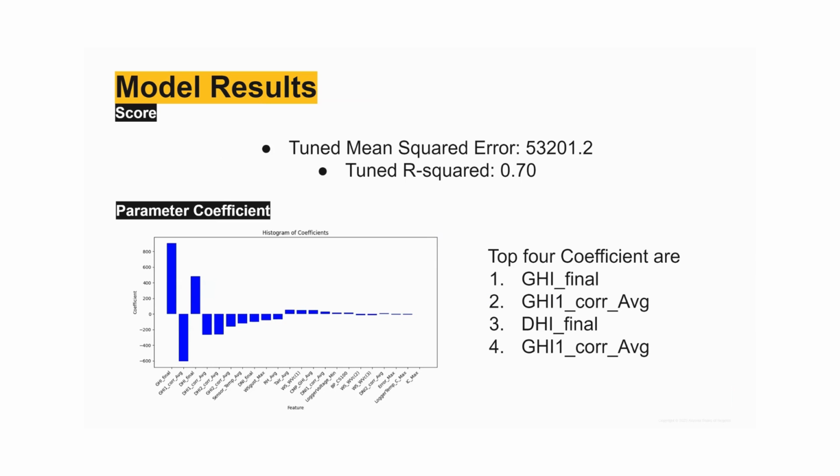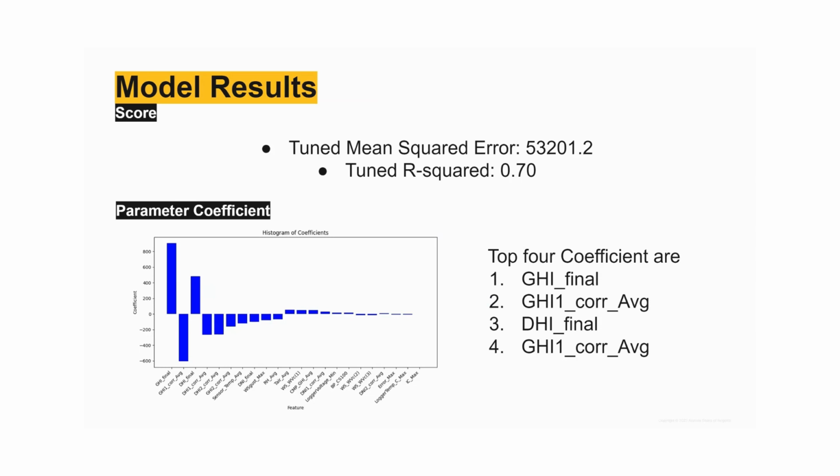So the top four coefficients which were selected were GHI final, GHI correlation average, DHI final, and GHI1 correlation average. So here basically GHI stands for global horizontal irradiance, which is the property of the solar panel, and it shows that being the highest in terms of coefficient value, it plays a major role in determining the energy output.